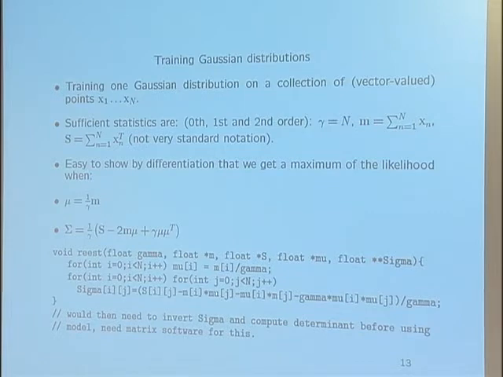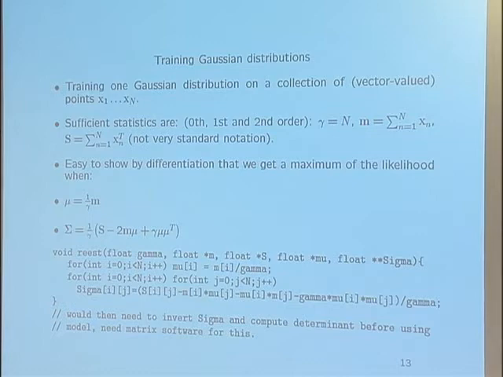Okay, so training Gaussian distributions. By the way, can someone tell me what the time is so I know whether I should go faster? 20 to 10, okay. There's a lot more to go. We're probably not going to finish this, but let's just see what the natural speed is.